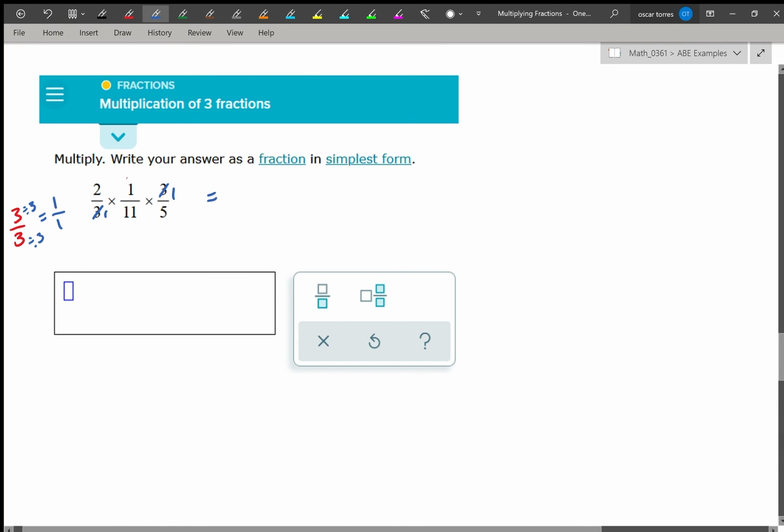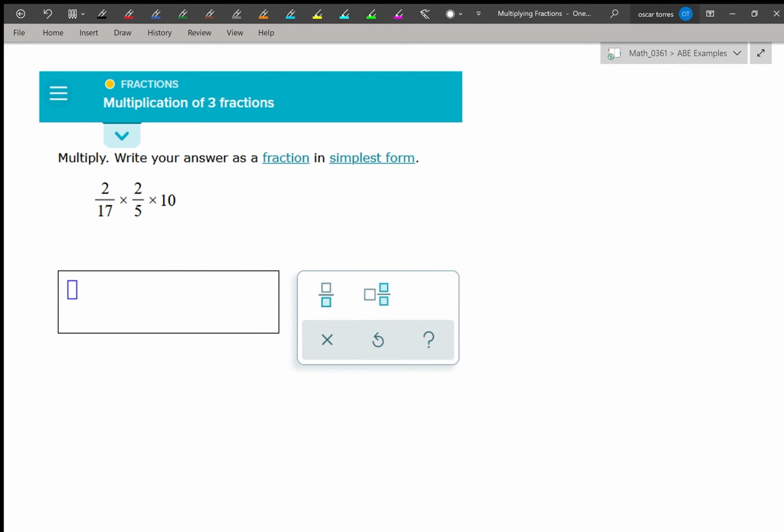So now in our numerator, if we go ahead and multiply it out, we have 2 times 1 times 1, which is just 2. In my denominator, I have 1 times 11 times 5. 1 times 11 is 11, times 5 is 55. And our answer is already simplified, so we're done with the problem.